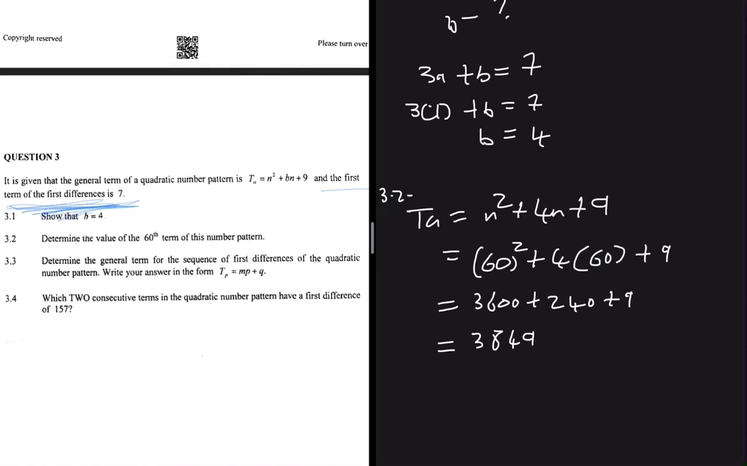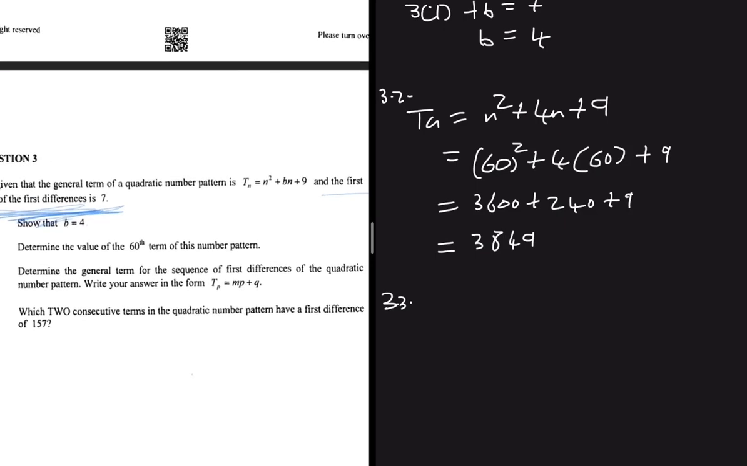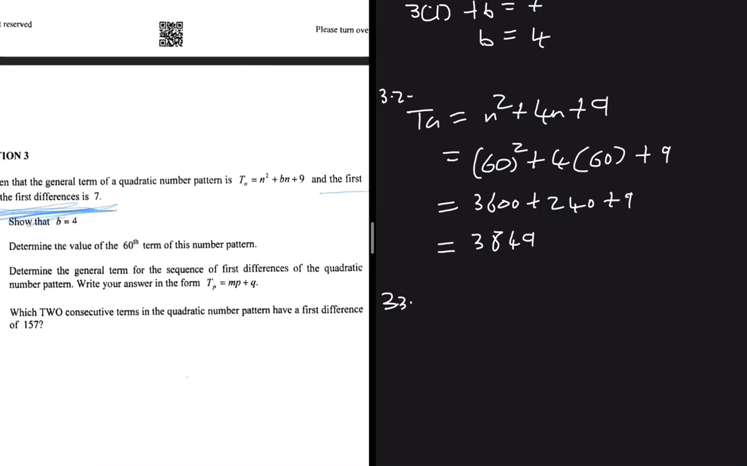So that is the answer for 3.2. And now going to 3.3. 3.3 is saying that let's determine the general term of the sequence of the first differences of the quadratic number pattern. Write your answer in the form Tn is equals to mn plus q.